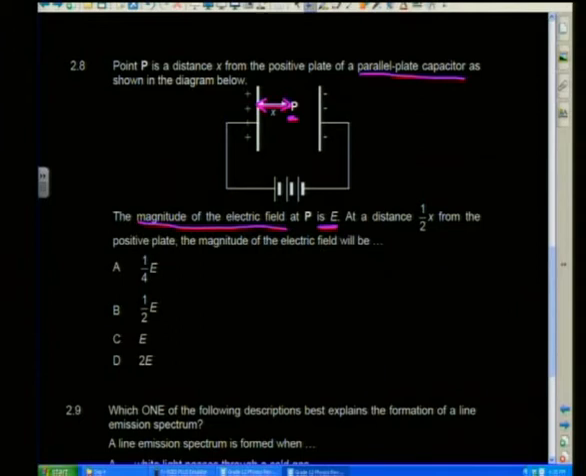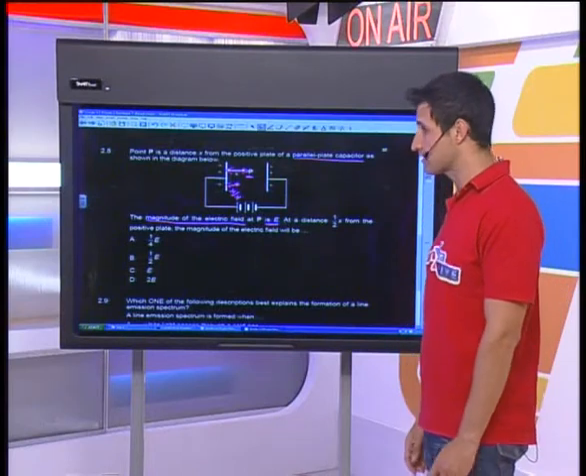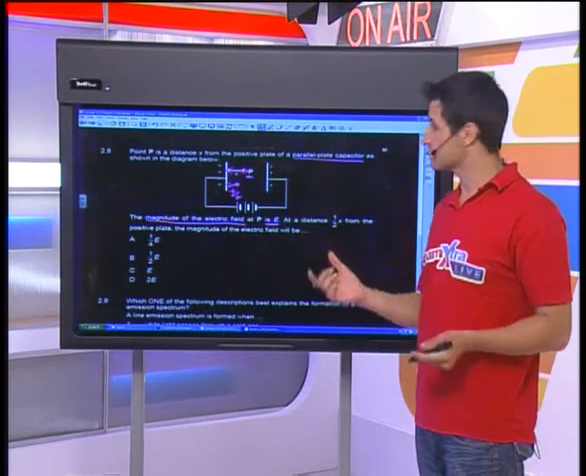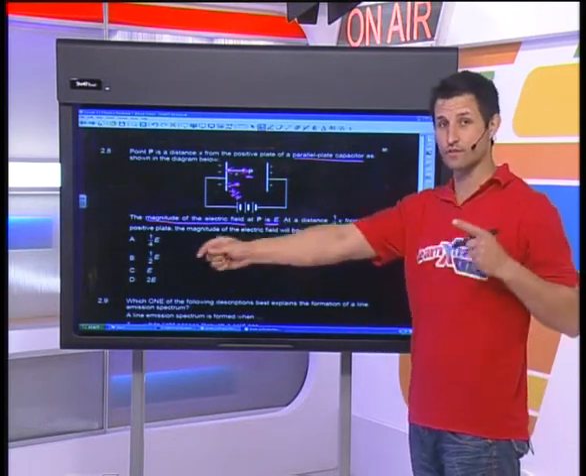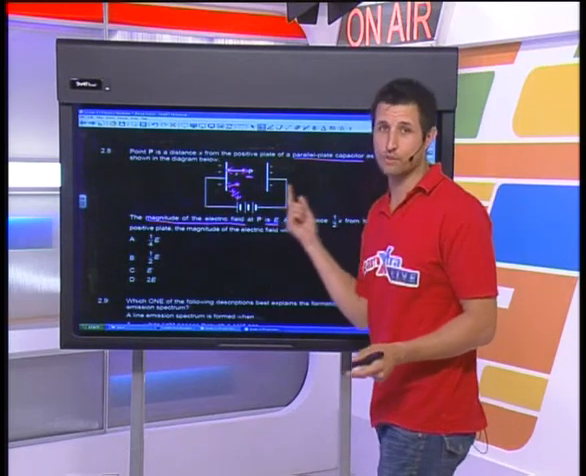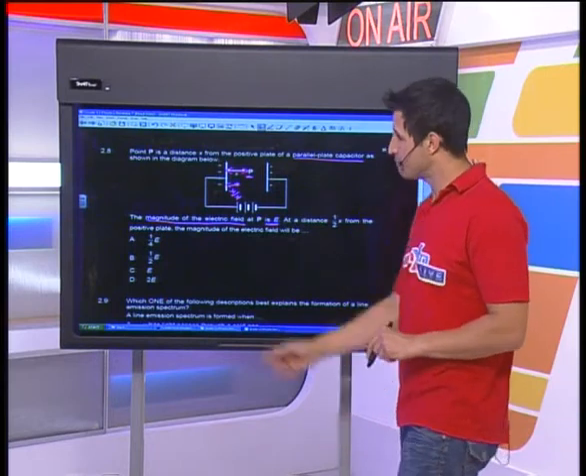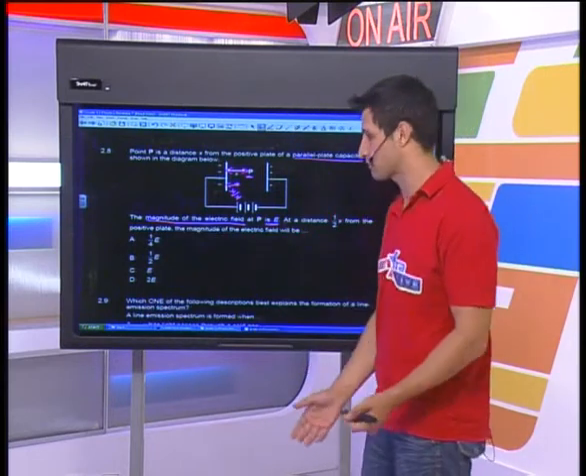Now, at a distance of half x. So in other words, if I placed point P much closer, x over 2, so half of x, from the positive plate, the magnitude of the electric field will be, okay, well now everyone's going crazy here. They're going, oh goodness, all this maths and all these ratios. They've tricked you. What we didn't realize and what we didn't learn from grade 11 is that parallel plates have actually got an even field. It doesn't matter where you put P in between these, the field remains consistent all the way through. And they've put in all these scary fractions just to scare you.